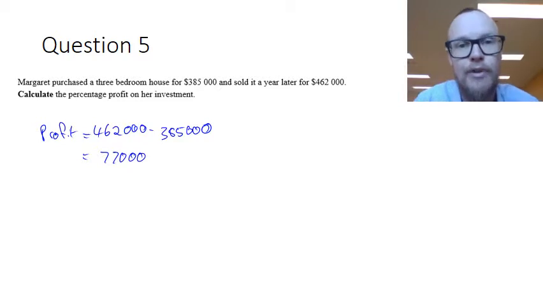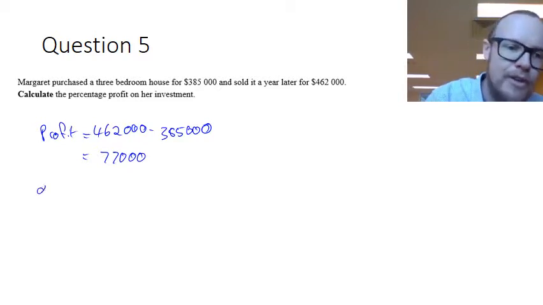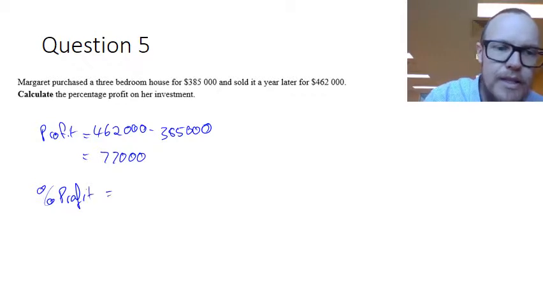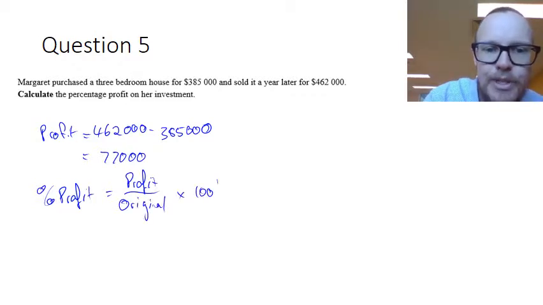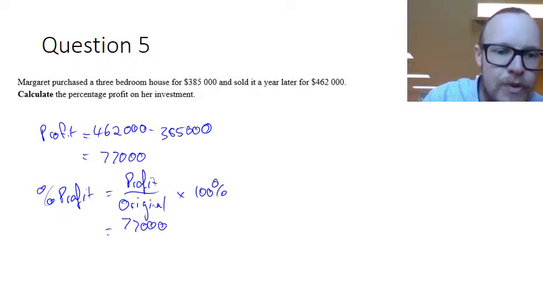So that's the amount of profit. Now the percentage profit is equal to the profit divided by the original, multiplied by 100% to convert it to a percentage. So the profit is 77,000 over the original, which is 385,000, multiplied by 100 to get it as a percent, and we get that that is equal to 20%.